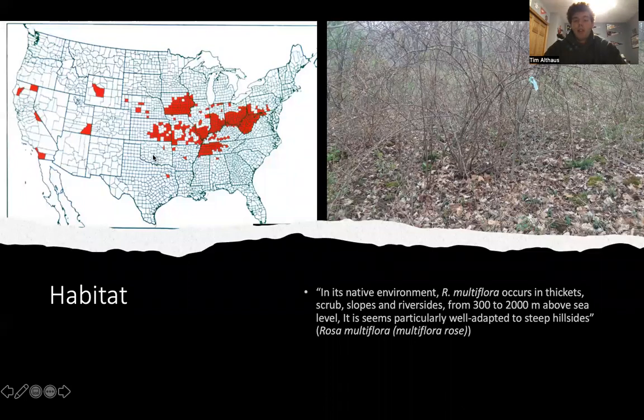What kind of habitats does the multiflora rose like to thrive in? Its native habitat for Rosa multiflora, which is its scientific name, occurs in thickets, slopes, and riversides from 300 to 2,000 meters above sea level. It seemingly does very well on steep hillsides, which I know from personal experience because in our timber, we have a lot of these.